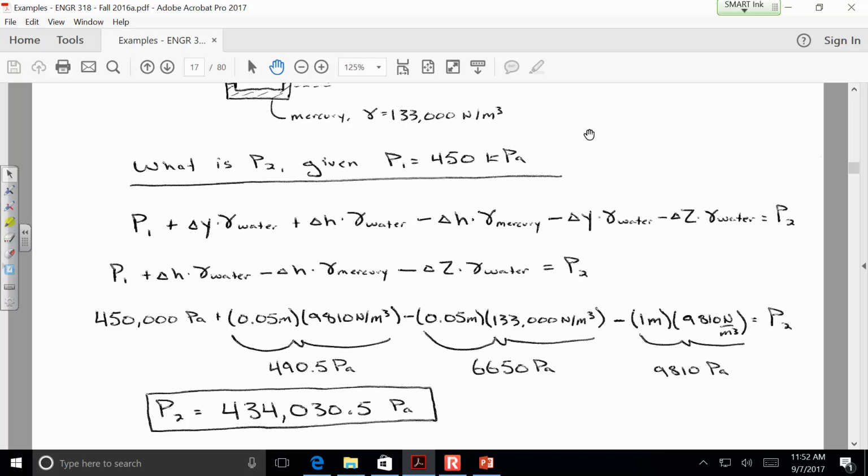And so you're starting with the given P1 and then increasing as you go down, decreasing as you go up. And we can cancel out some of the common terms here. I think the common term that we can cancel out is the minus Y gamma of water, and then there was also a plus Y gamma of water. And that's why we didn't need the dimension of Y to be specified in the drawing. It's because we're subtracting and adding it.